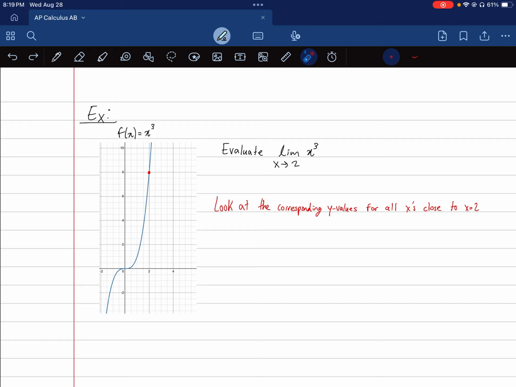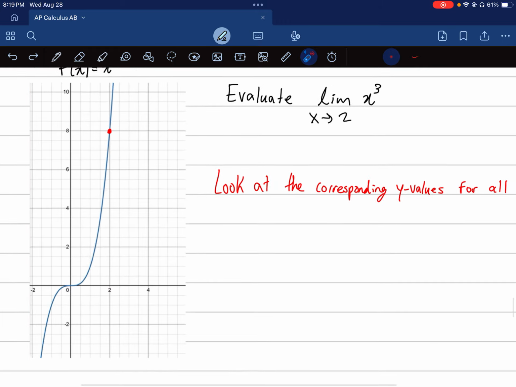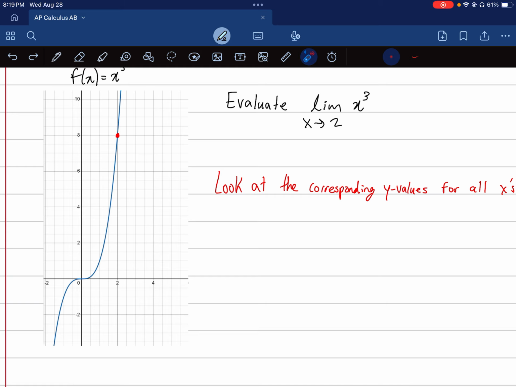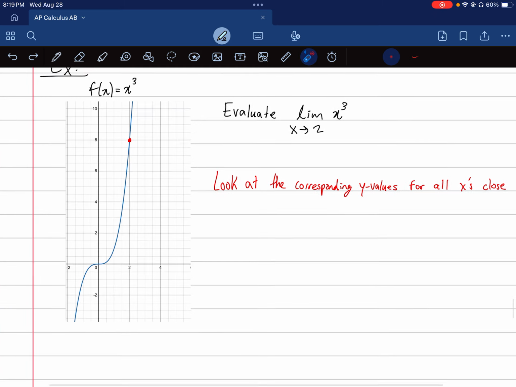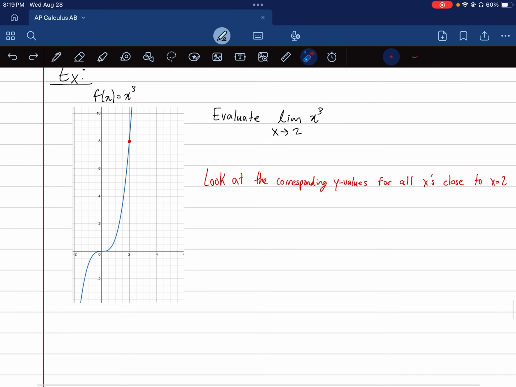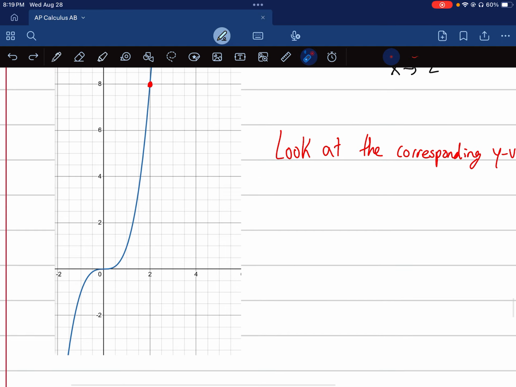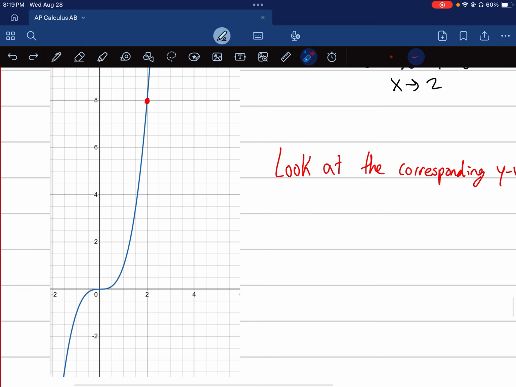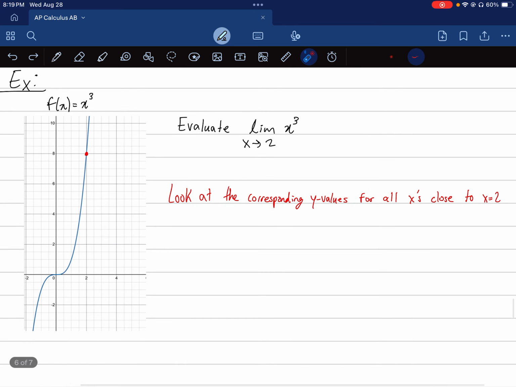So let's evaluate the following example. f of x is equal to x cubed is the graph shown right here. Evaluate the limit as x approaches 2 of x cubed. Look at the corresponding y values for all x's close to x equals 2. So let's take a pretty simple x actually, x equals 1, x equals 3, and let's look. So far, pretty big, nothing helpful.